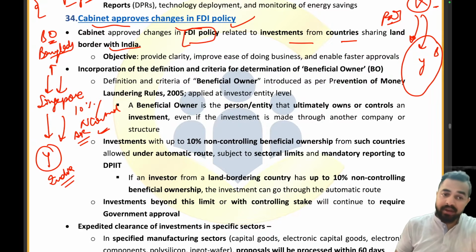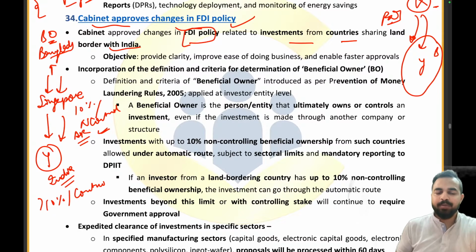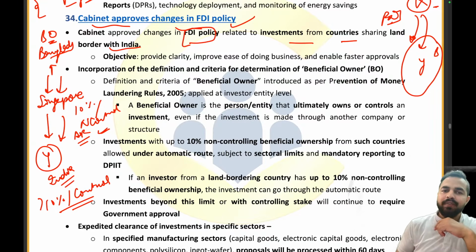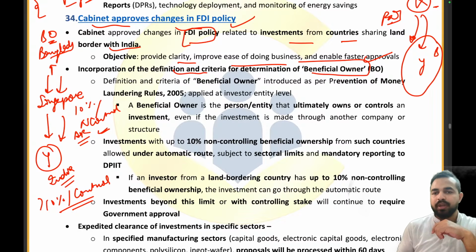Clear? But when the investment is more than 10% and it involves control as well, at that point of time it will not come under the automatic route. Clear everyone? Let's now jump into the article and see what the key details are. So the cabinet approves the changes in FDI policy. The objective is to provide clarity, improve ease of doing business and enable faster approvals. So the incorporation of the definition and criteria of determination of beneficial owner is there.